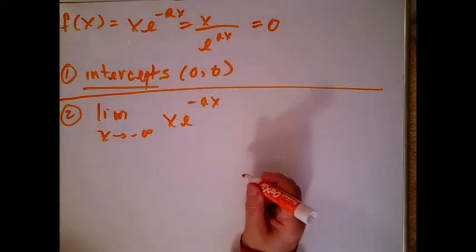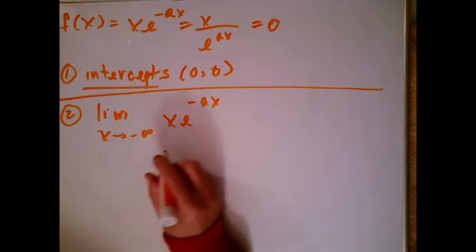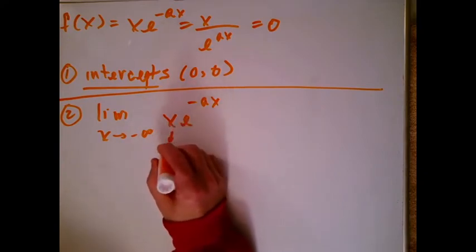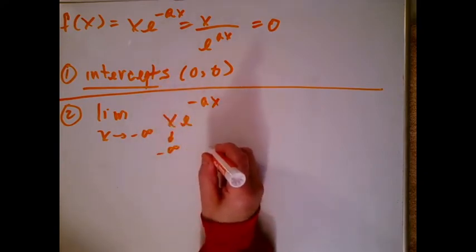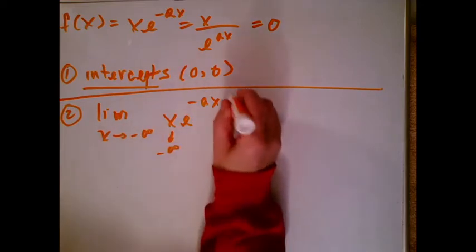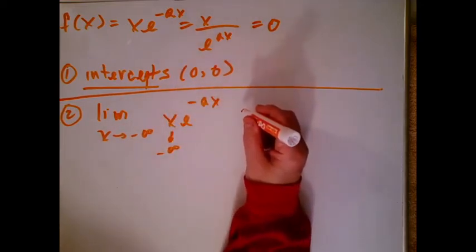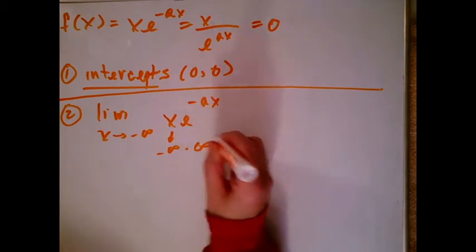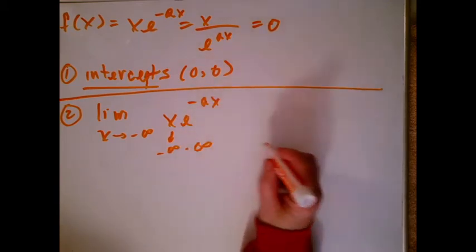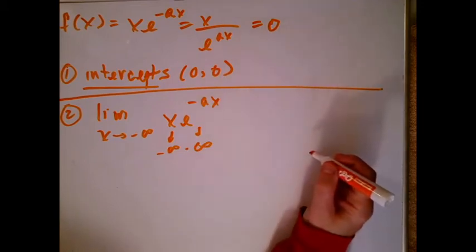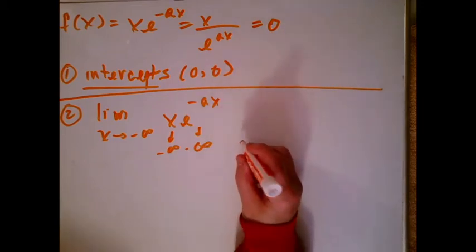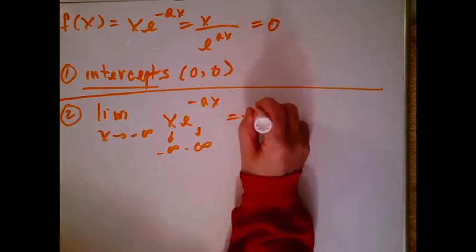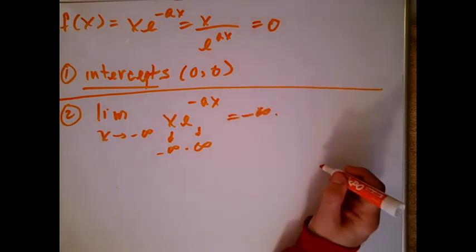Now, we can't plug in infinity or negative infinity, but we can argue, right? When x is a very large negative number, this is a very large negative number. When x is a large negative number, the exponent is very large positive. E to a very large positive is a very large positive. And so I get something like minus infinity times infinity. Now, that's not an indeterminate form, right? That's large times large, that's negative. That says way to the left, that graph is going way down.